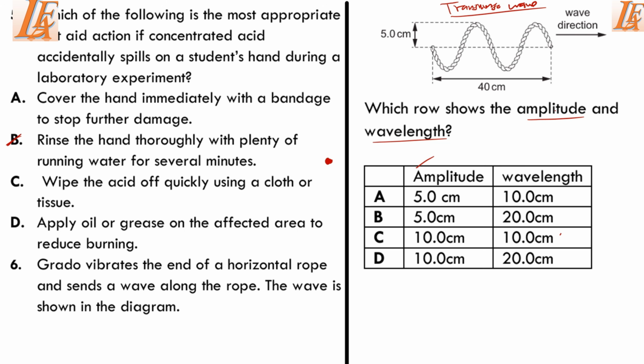Amplitude is defined as the maximum displacement of particles from the mean position. So from this wave which we have here, this middle line here is what we call the mean position or the midpoint. And then the wavelength, we define a wavelength as the distance between two particles which are in phase.